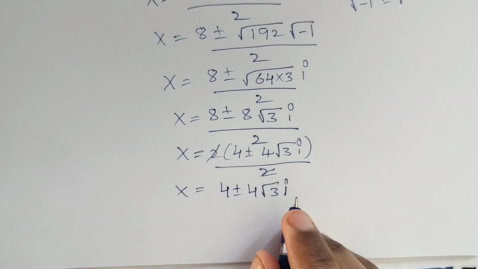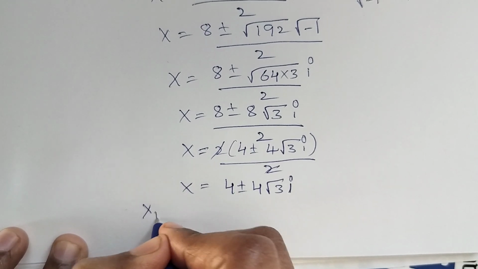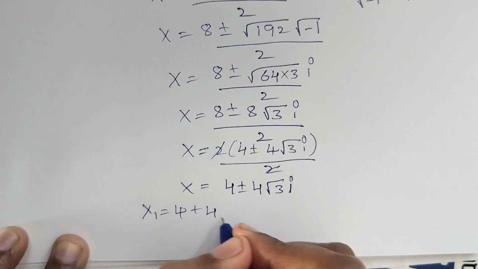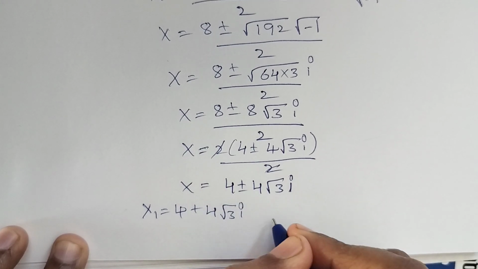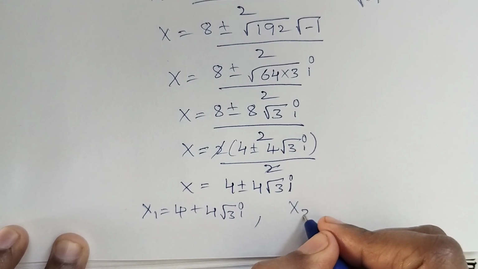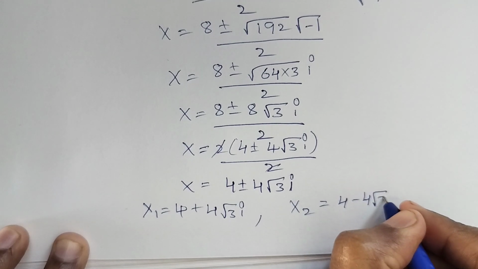Now split this solution into two parts. One is x1 is equal to 4 plus 4 square root of 3i, and the other one is x2 is equal to 4 minus 4 square root of 3i.